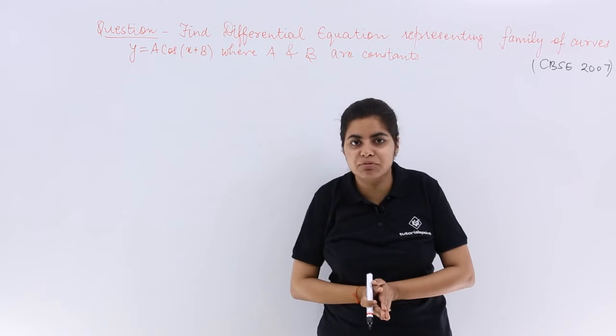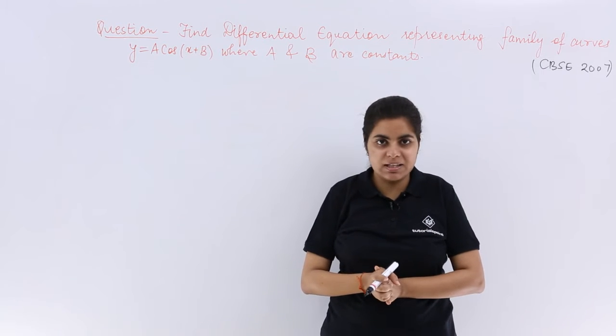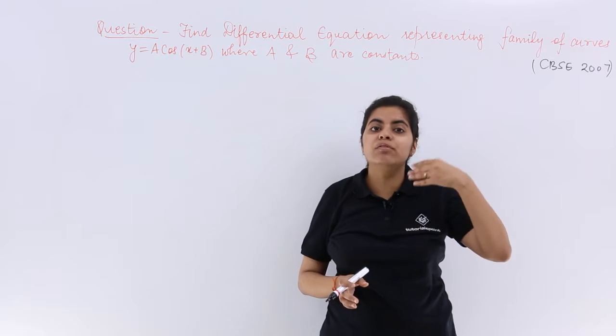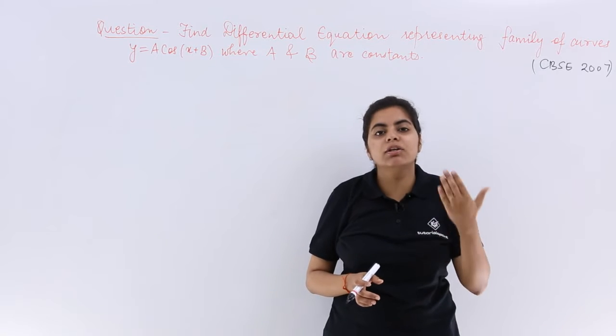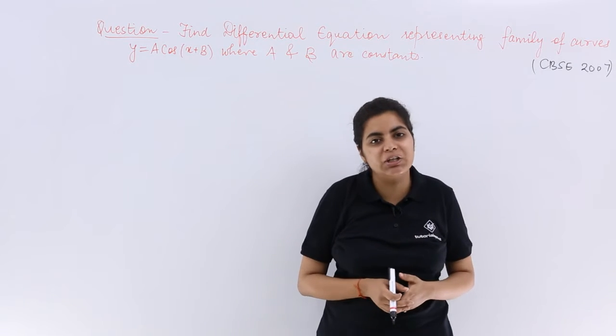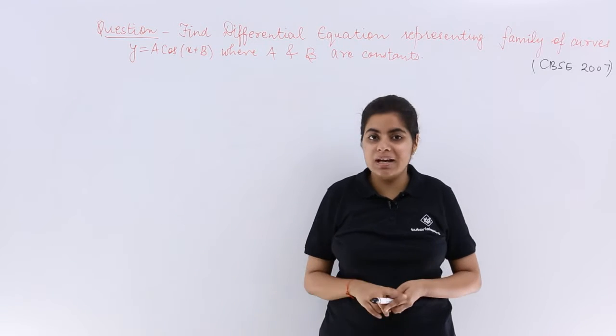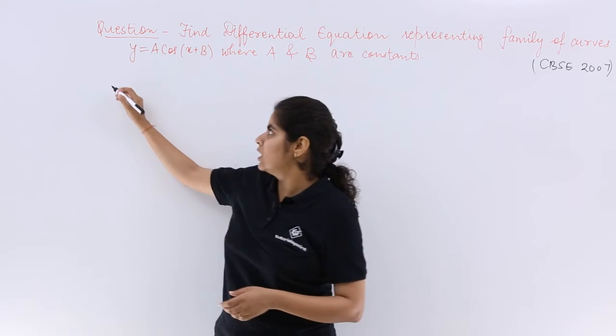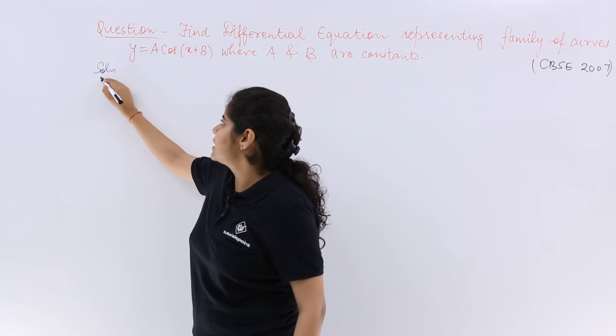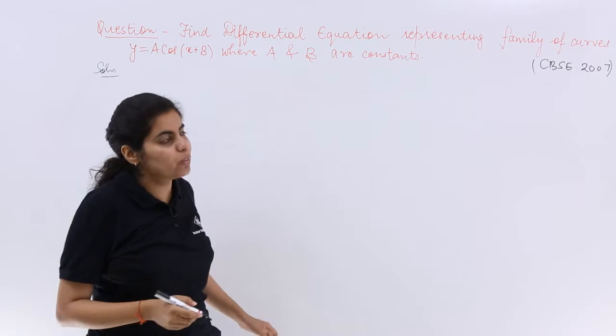First read the question carefully and see how many constants are there. According to that, you have to know how much order differential equation you are going to get later on. And for that, how many times you have to differentiate, that gives you the answer. So, let's write the solution. The question was asked in the CBSE examination 2007, an important question.